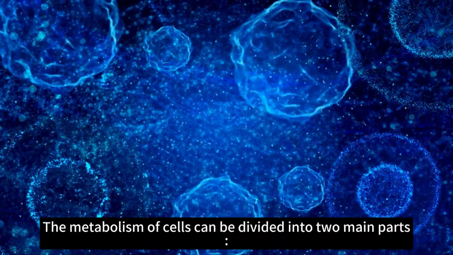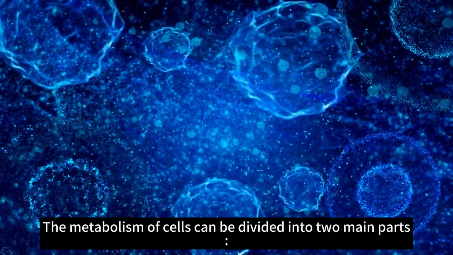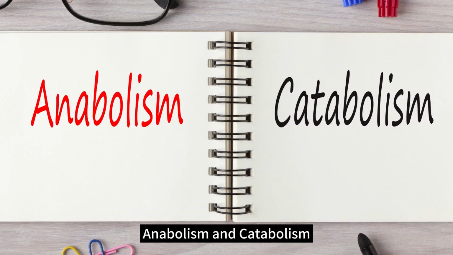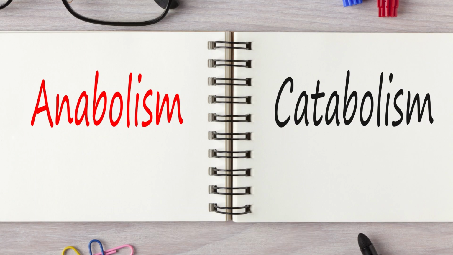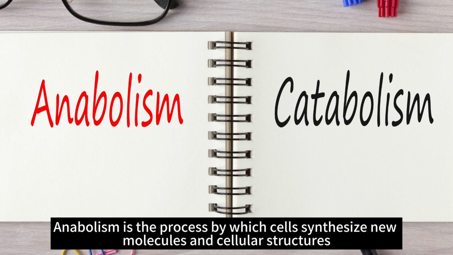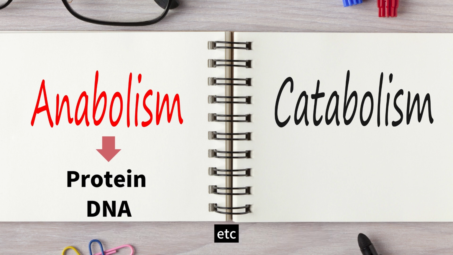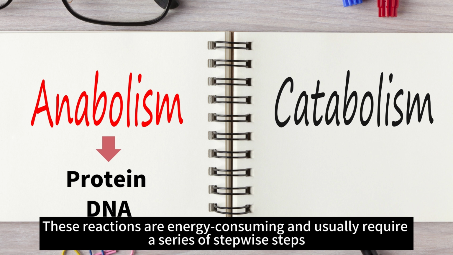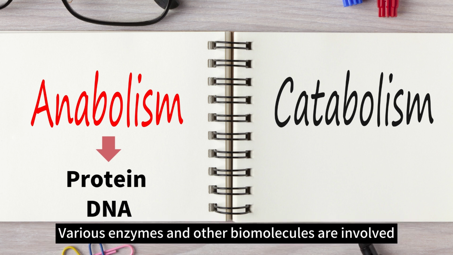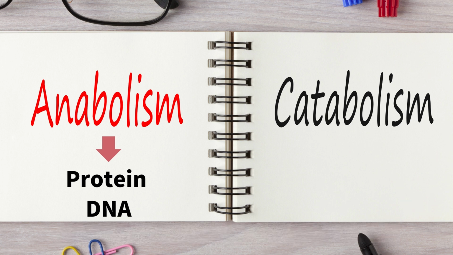The metabolism of cells can be divided into two main parts: anabolism and catabolism. Anabolism is the process by which cells synthesize new molecules and cellular structures, such as protein synthesis and DNA synthesis, etc. These reactions are energy-consuming and usually require a series of stepwise steps. Various enzymes and other biomolecules are involved.